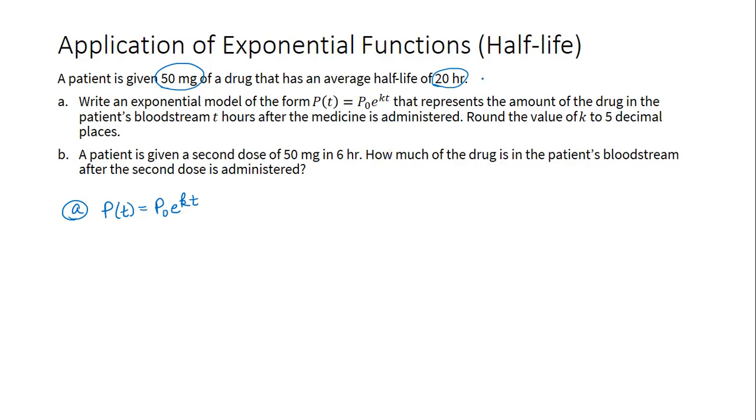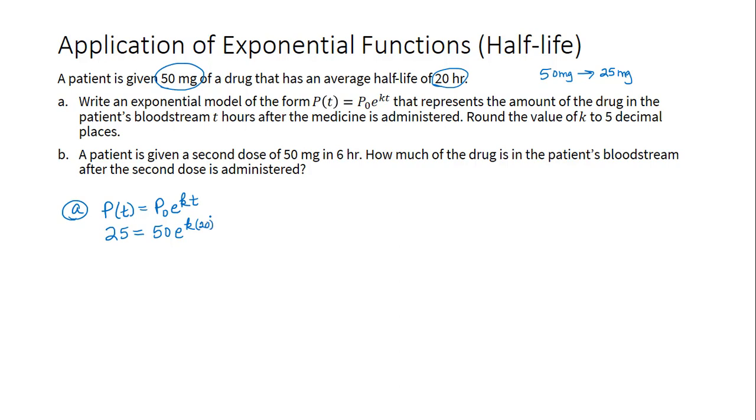explicitly stated. We know that if we start with 50 milligrams, in 20 hours we're going to have 25 milligrams remaining, right? The half-life is the time it takes for half of the substance to remain. So we know a beginning amount of 50, an ending amount of 25, and the time it took for those changes to occur. We're going to substitute 25 for our ending amount. Our initial amount is 50, and we're going to substitute 20 for t.